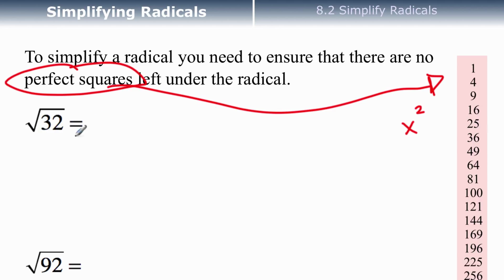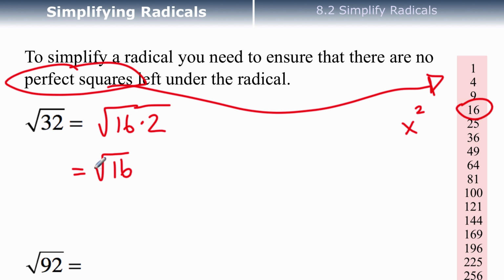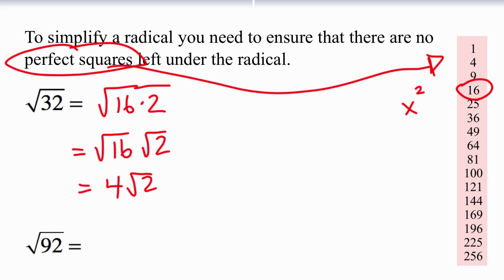And typically I want to use the biggest one. I think 16 does. So square root of 32 is the same thing as the square root of 16 times 2. Or, according to the product rule, I could write that as the square root of 16 multiplied by the square root of 2. But I know the square root of 16 is one of those perfect numbers, so the square root of 16 is just 4, and the square root of 2 is not on my list there, so I guess I'm stuck with that. So root 32 is the same thing as 4 times the square root of 2.